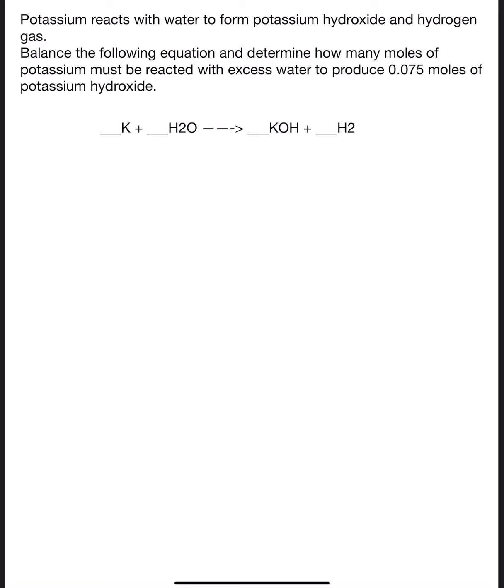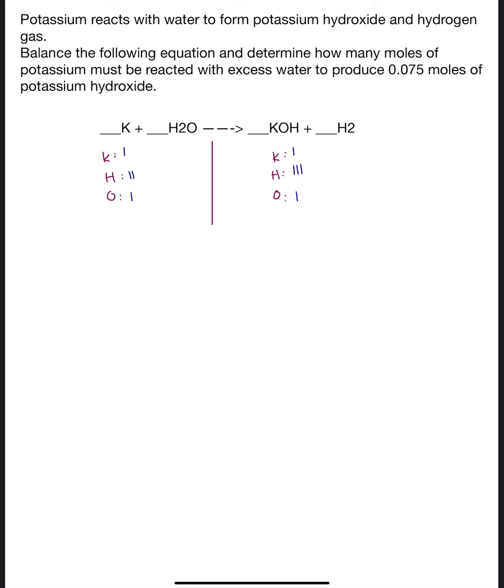I call this the tally up method, where you write down all the elements that you have on each side, and you're basically just going to tally up what you have. So I know on this side I have 1 potassium, 2 hydrogens, and 1 oxygen. On this side I have 1 potassium, 1 oxygen, and 3 hydrogens.